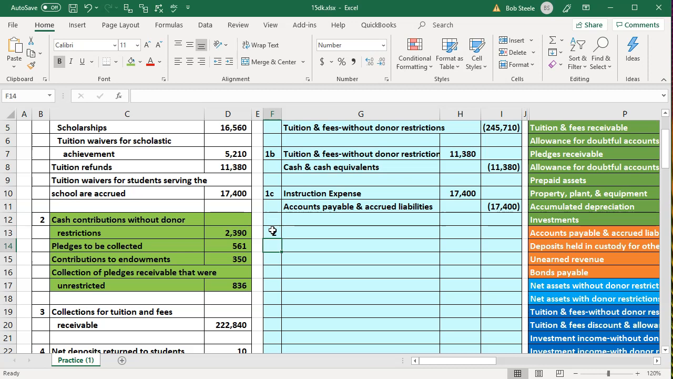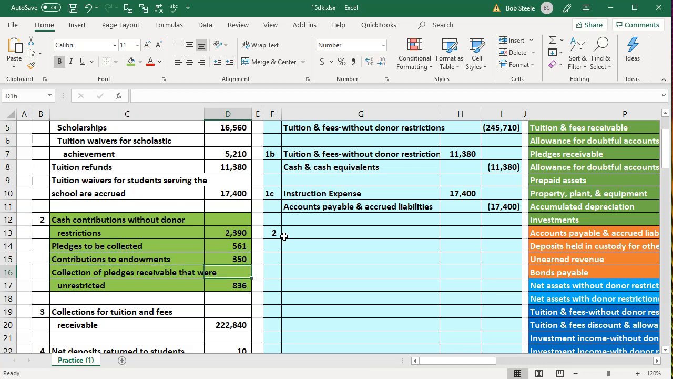So number 2 is going to say cash contributions without donor restrictions. We have cash contributions with no donor restrictions of 2,390. Then we have pledges to be collected of 561. So pledges that have not yet been received. Then we have contributions to endowment. So that's going to be to the permanent endowment. That's going to be 350.